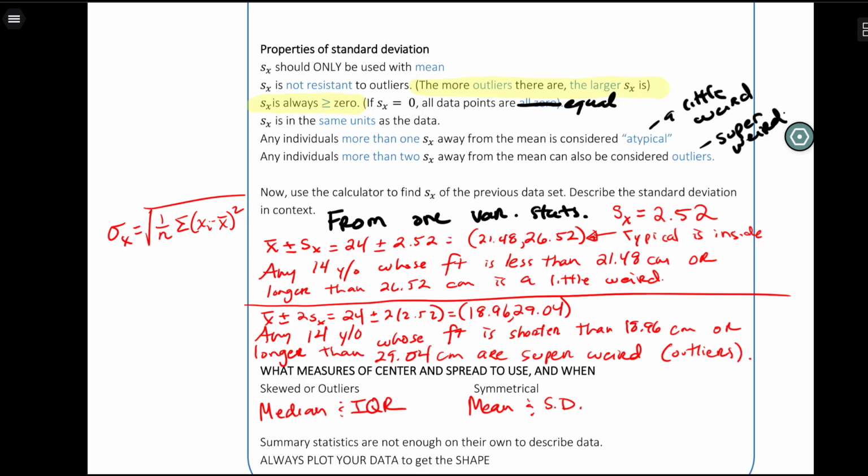Remember that the summary statistics that you've been working with the last couple of days are generally not enough on their own to describe data. The graph that you draw is going to really paint the whole picture, and that's going to give you all of the shape, unusual features, center, and spread. Use these tools to really address your unusuals, your center, and your spread, but use your picture to address the shape.